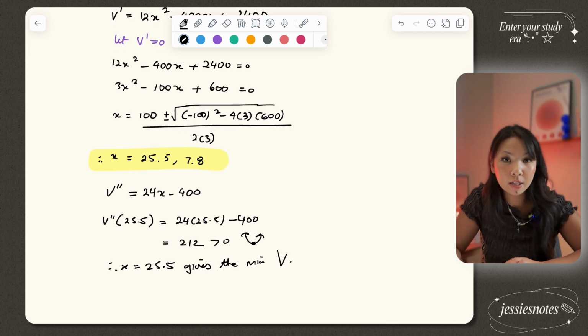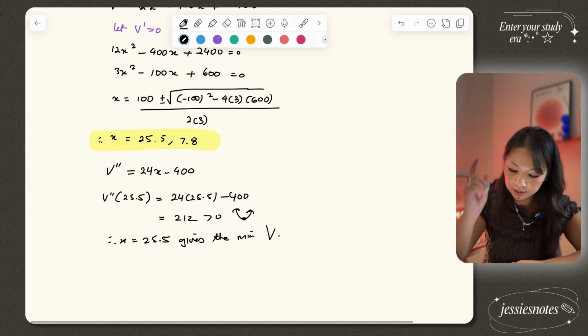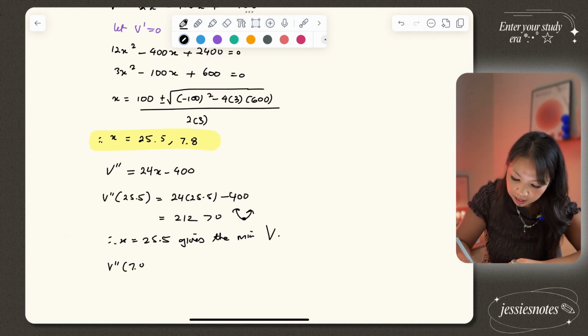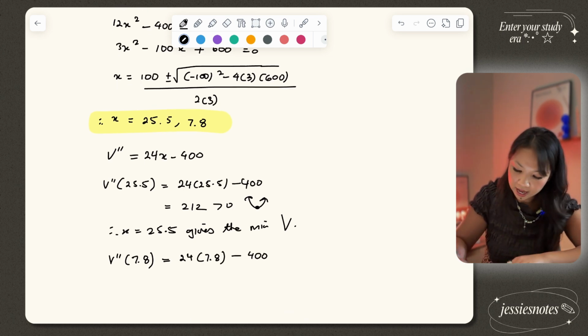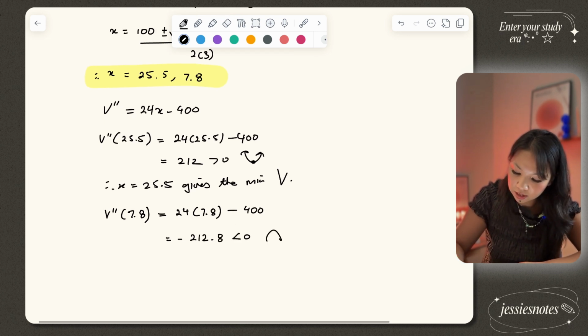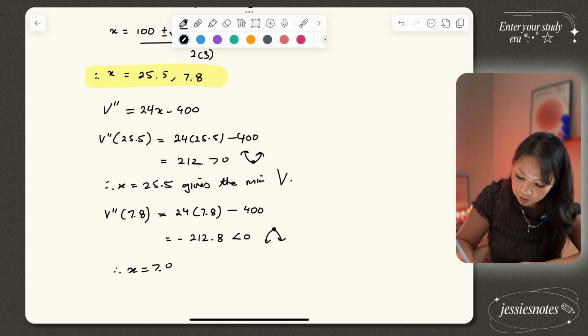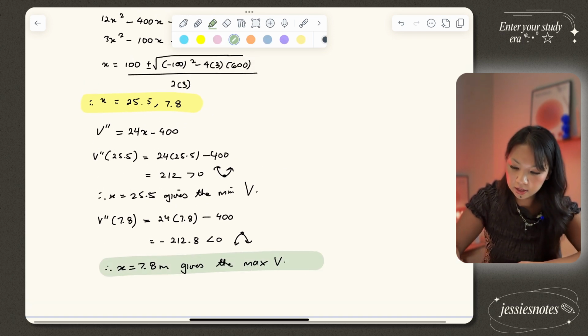But we're not interested in the minimum volume. We're interested in the maximum possible volume. So we don't really care about that. Let's check now 7.8, hopefully it gives us the max. 24 times 7.8 minus 400. That gives us negative 212.8, which is less than 0, which gives us a maximum. So therefore, x equals 7.8 meters gives the max volume. So that's going to be our answer.